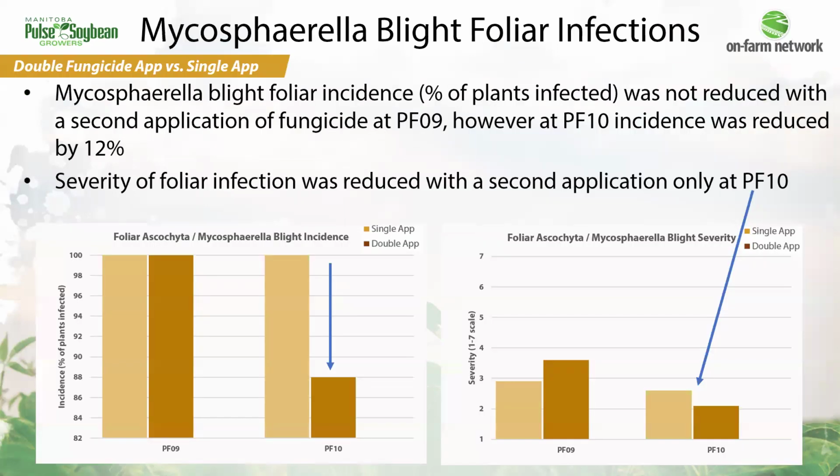Starting with Mycosphaerella foliar infections, with incidence on the left and severity on the right, the percent of plants with foliar infections of Mycosphaerella blight didn't change with the second application of fungicide at P. fungicide 09, but the incidence and severity of infection was reduced at P. fungicide 10 by 22 and 12% respectively.